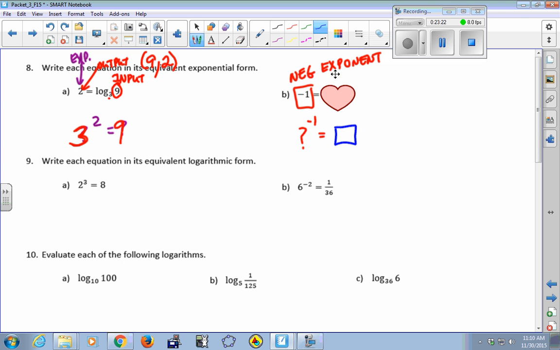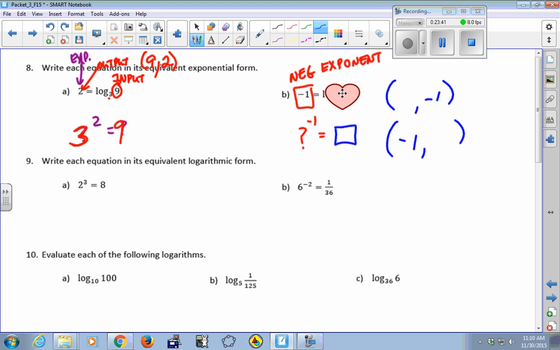So this is my log function. The output of my log function is -1. The input into my exponential function is -1. The output of my log is the exponent. There it is. Now, how do I know what my question mark is?